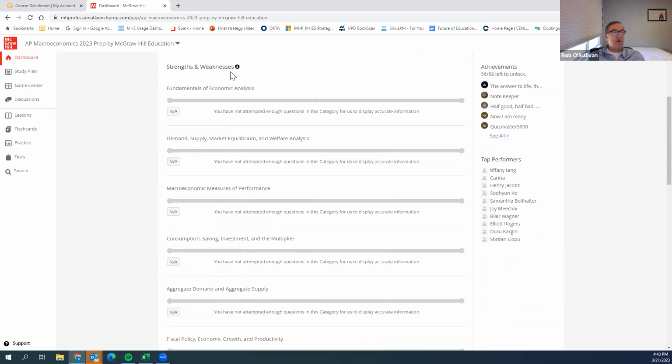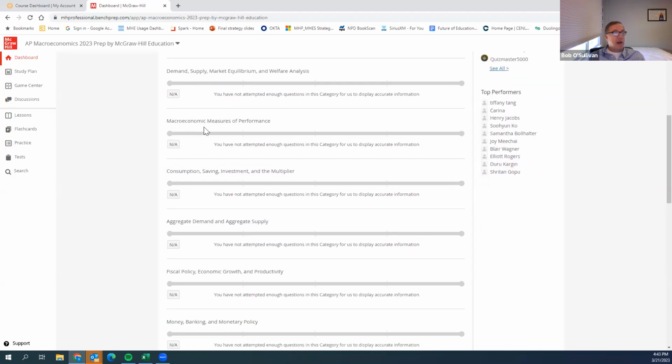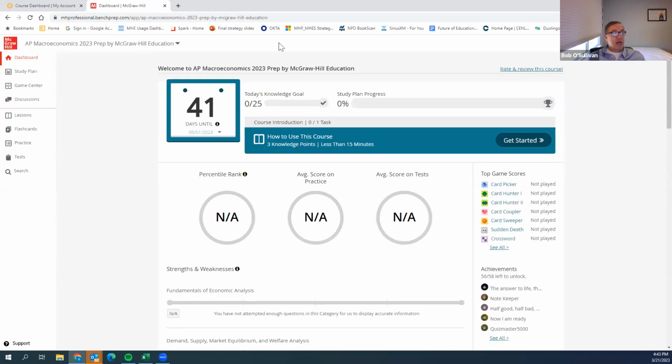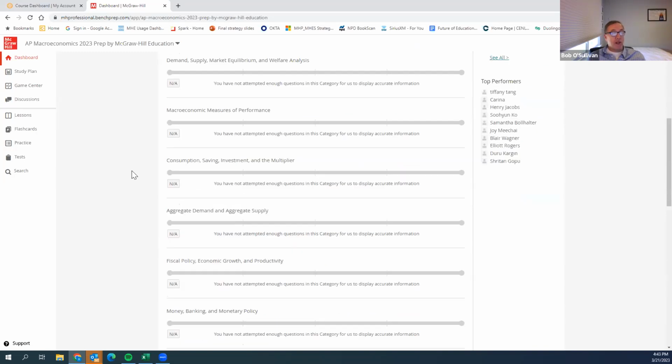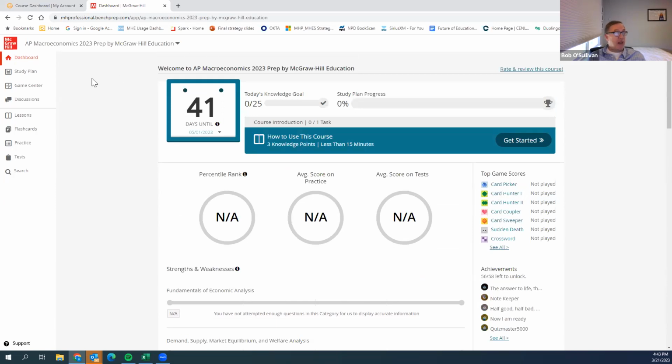It'll break it down by every topic that we have broken down. We've got demand, supply, market equilibrium, welfare analysis, macro. Oh, by the way, I'm just using the AP Macro to show you guys the examples. The micro one is exactly the same, only with micro content. It's all broken down by everything that's in your 5 Steps to a 5 guide.